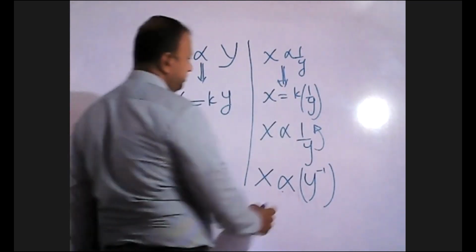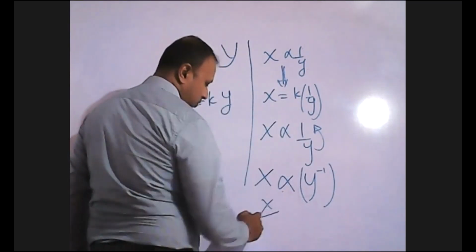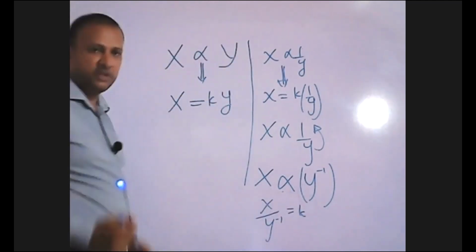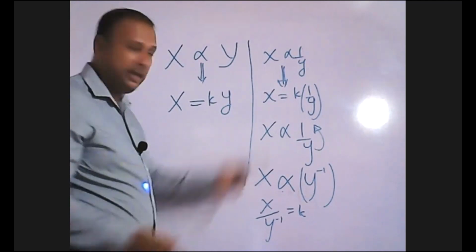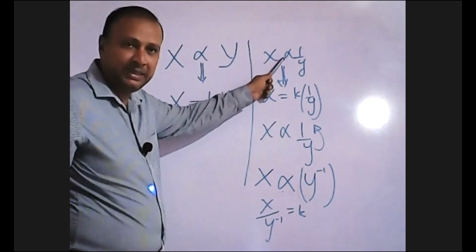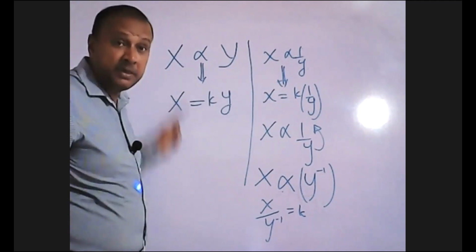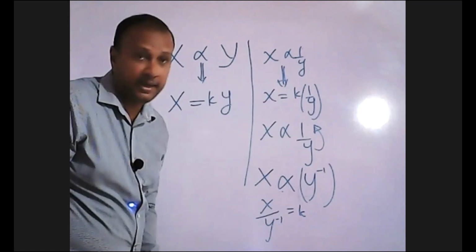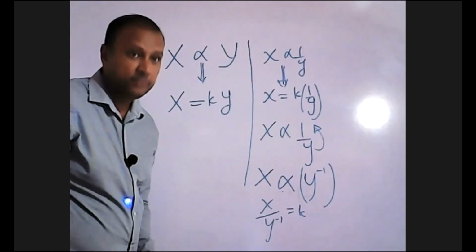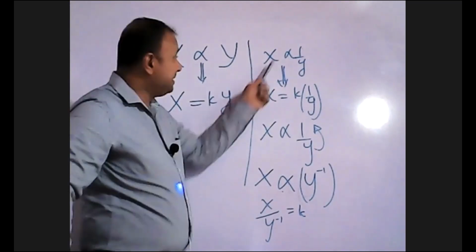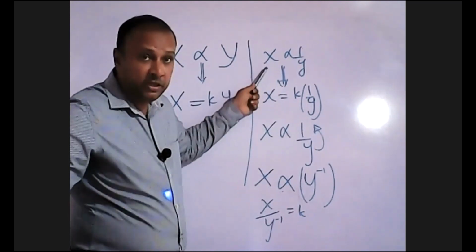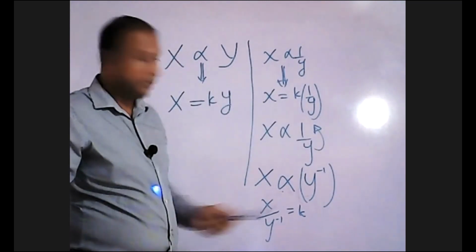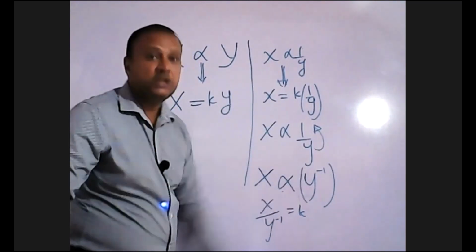So x over y to the power minus 1 is a constant. Therefore, again, I can consider this indirect proportionality as a direct proportionality, thinking that the power here is minus 1. That is the meaning of it. Do you understand? So I can consider an indirect proportionality as a direct proportionality using this power.